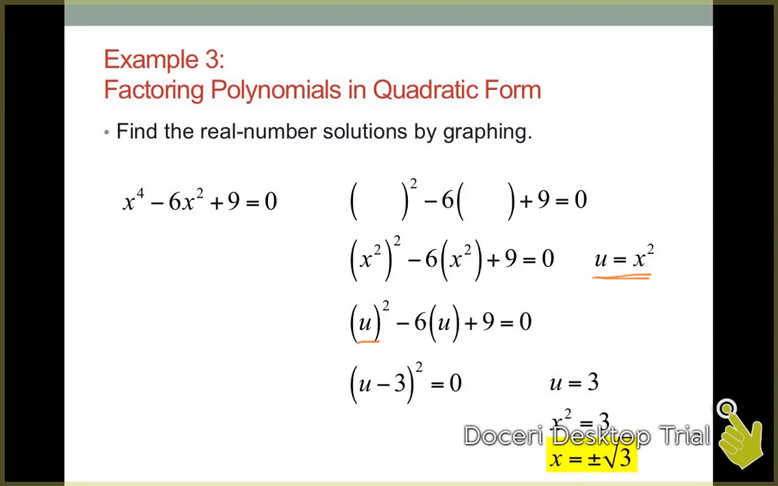Because by substituting u in place of this x squared, we can now just think of it as a quadratic. What would we do with it as a quadratic? Solve it out that way, and then substitute x squared back into the game to finish it out.